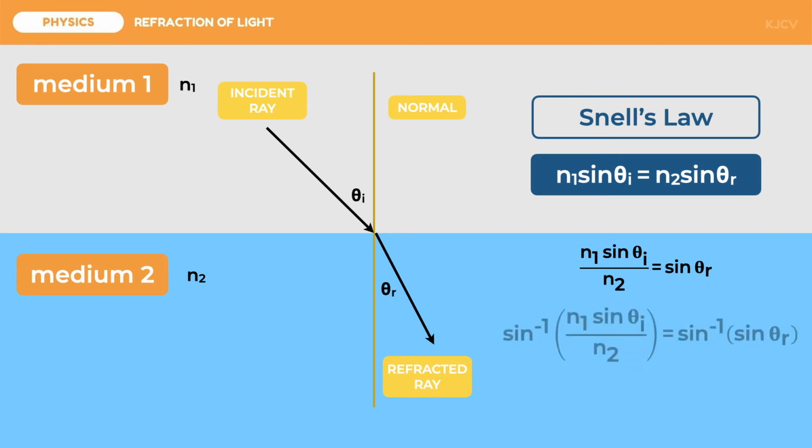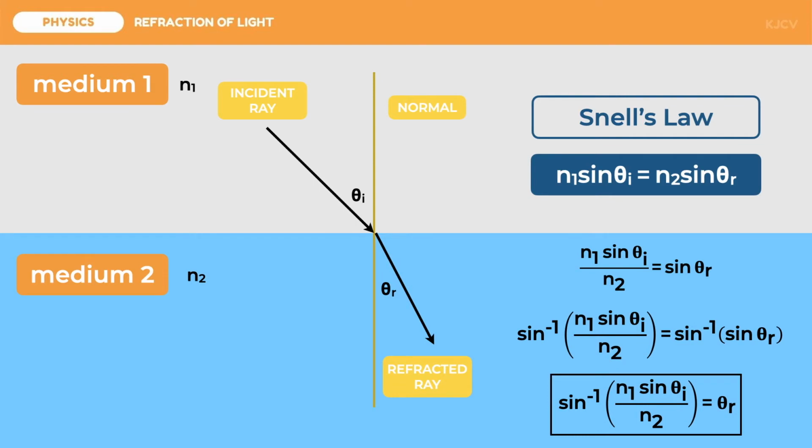This is denoted as the arc sine. By getting the inverse sine of both sides of the equation, we can cancel the sine function of theta r. Thus, we are left with the inverse sine of n sub 1 times sine theta sub I all over n sub 2. Let us look at two different setups to practice Snell's law.